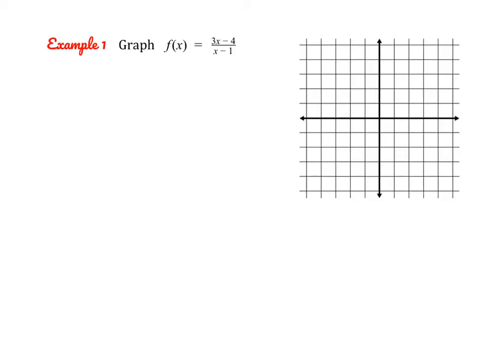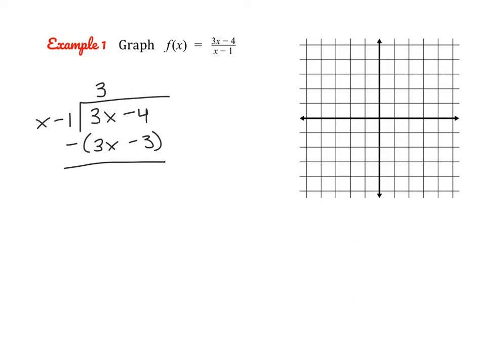All right, so let's try this first example together. So here you can see that we have that different form, so we have 3x minus 4 over x minus 1. So before we graph it, let's rewrite it in that other form we're more familiar with. And again, we can do that with long division. So we do 3x minus 4 divided by x minus 1. So x goes into 3x 3 times, then we multiply. So 3x minus 3.